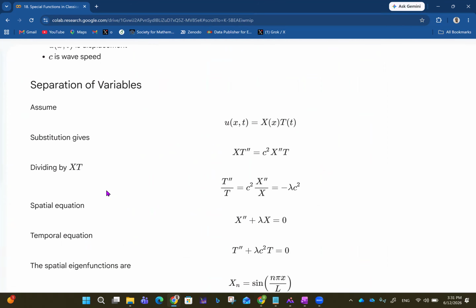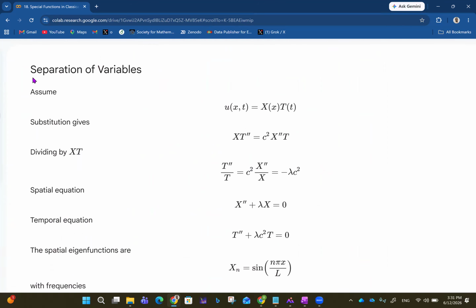We can of course also solve this by using separation of variables, where you assume that u of x comma t equals x of x multiplied by t of t. Substitution then gives, if you do the same thing like we did before, x t double prime. I also solved this comprehensively under the partial differential equations playlist, so just look for wave equation. So you have x t double prime equals c squared x double prime t. Then dividing by x t, you have t double prime over t equals c squared x double prime over x equals minus lambda c squared. If you put all of that together, you have x double prime plus lambda x equals 0, because c squared cancels c squared, right?